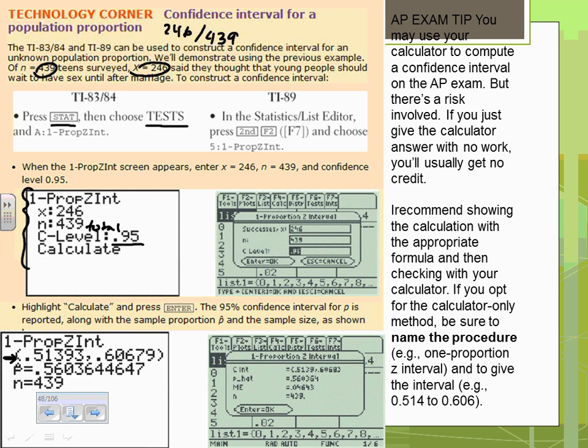But I would use it to kind of check and to write these out, because AP will sometimes say, what's the setup for this interval, instead of like, what's the interval? I still think the setups are important for you.